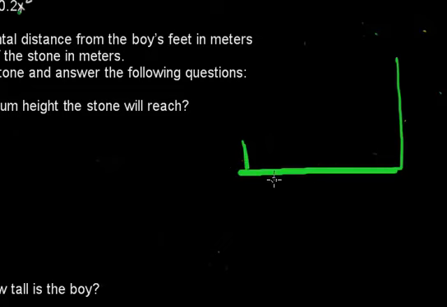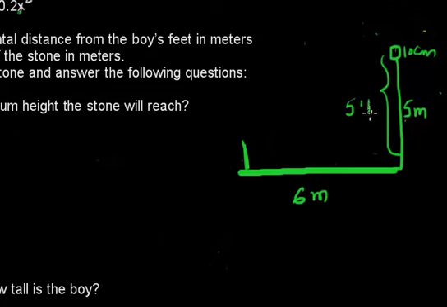The wall was 6 meters from him and it is 5 meters tall. From this position he is throwing a stone to hit a can on the wall. There is a can over here. The height of the can is 10 centimeters, so the total height is given as 5.1 meters.